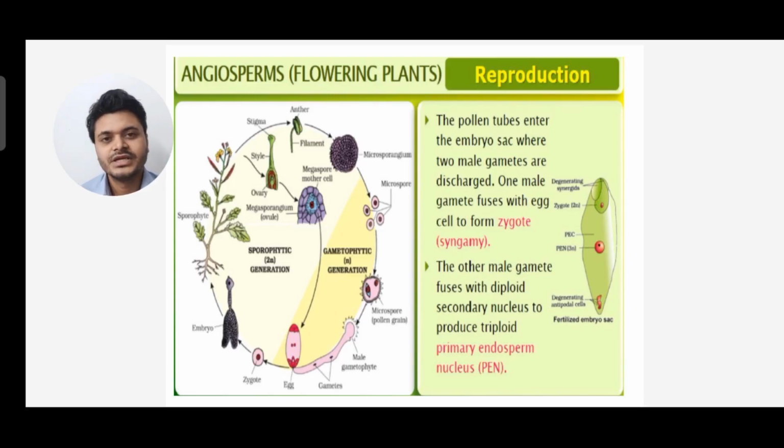Again I repeat, out of the two male gametes, after pollination, one male gamete fuses with the egg to form the zygote, the syngamy, and the second male gamete fuses with the secondary nucleus that was diploid in nature. So 2N plus N is 3N, so it is triploid in nature and forms the endosperm.